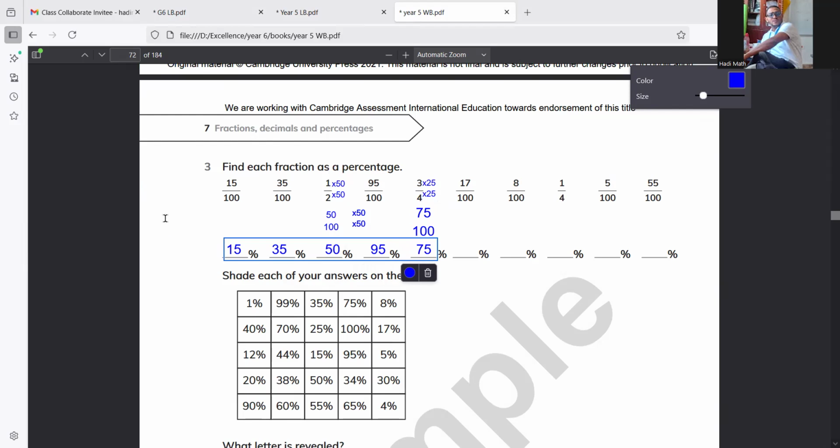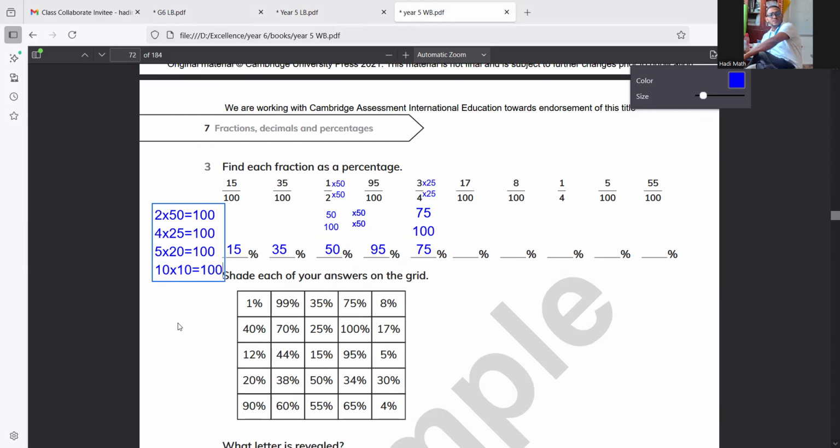Some tips to help you. When you have 2, you need to multiply by 50 to make it 100. If you have 4, you need to multiply by 25 to make it 100. If you have 5, you need to multiply by 20 to make it 100. And if you have 10, you need to multiply it by another 10 to make it 100. This is only what is required from you as a student in grade 5, so they will not give you more than this for the denominator. But you need to remember, if it is 50, you multiply by 2, if it's 25, you multiply by 4, and if it's 20, you multiply by 5.